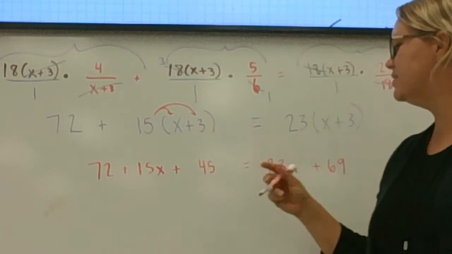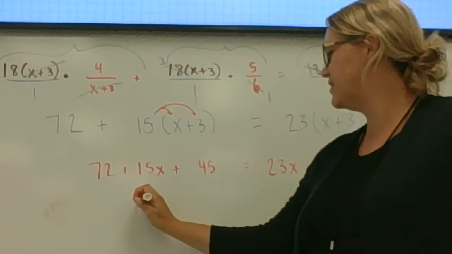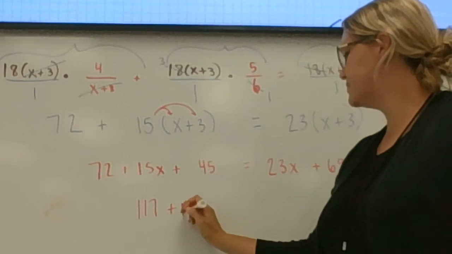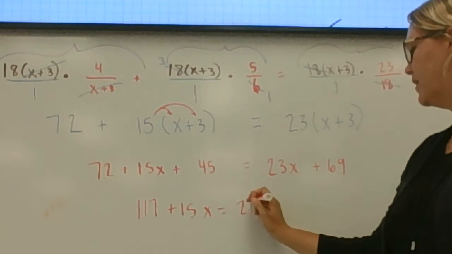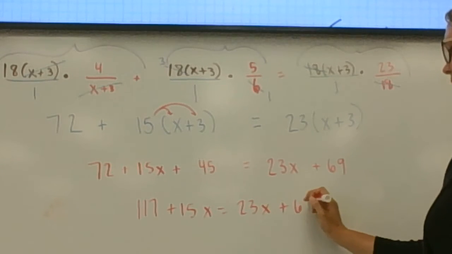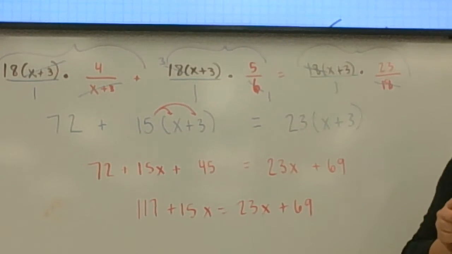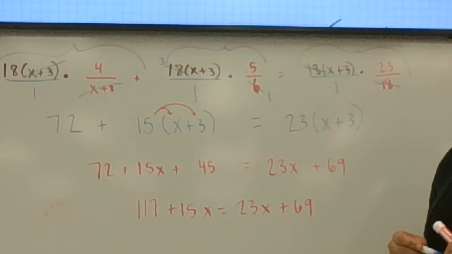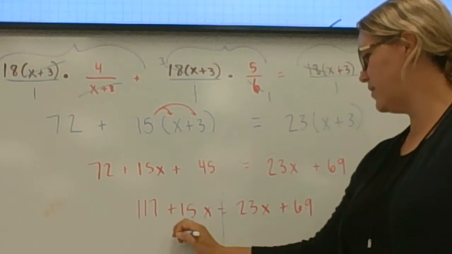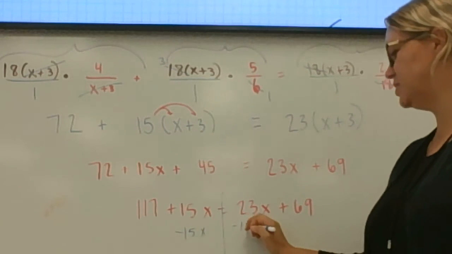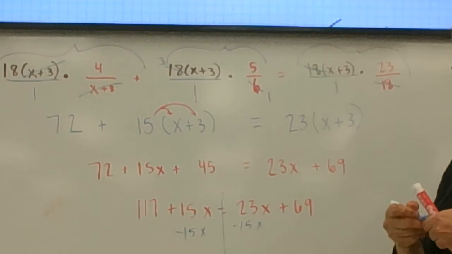So 72 and 45 is 117. Okay, I actually kind of understand. It's nice to be able to clear fractions. Very cool.